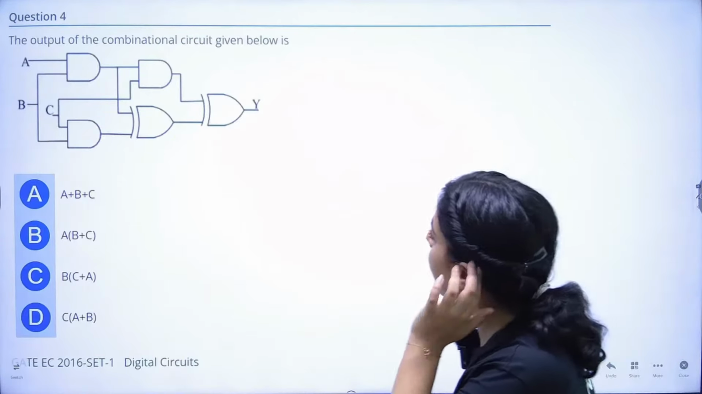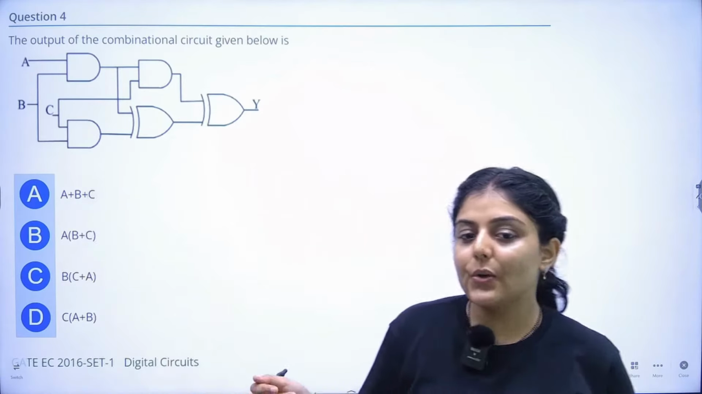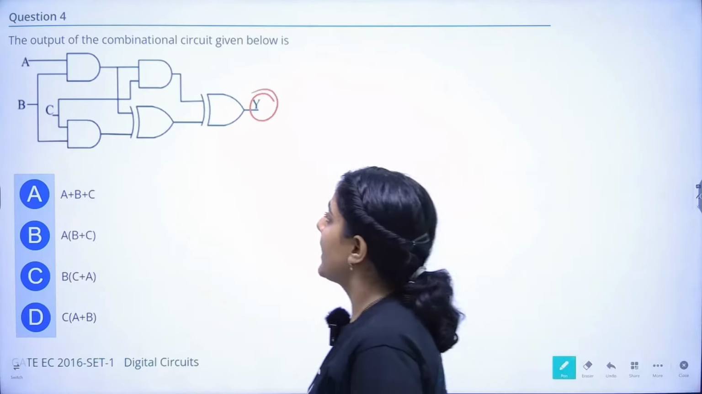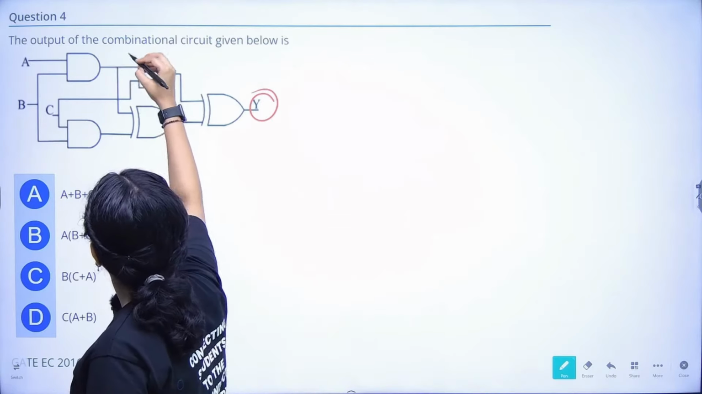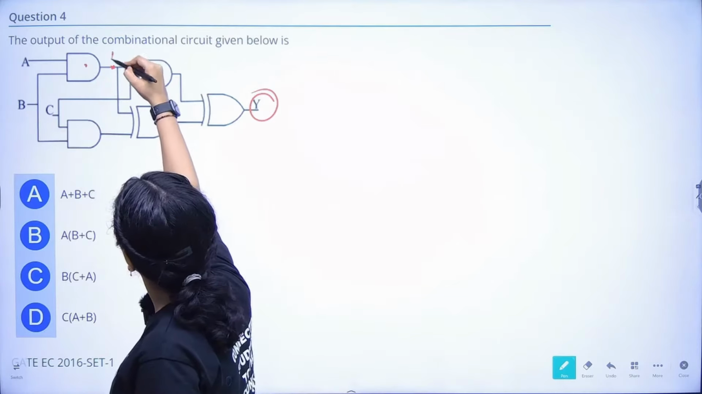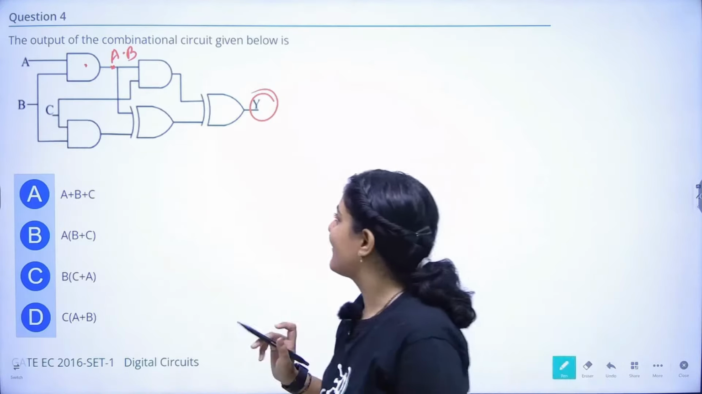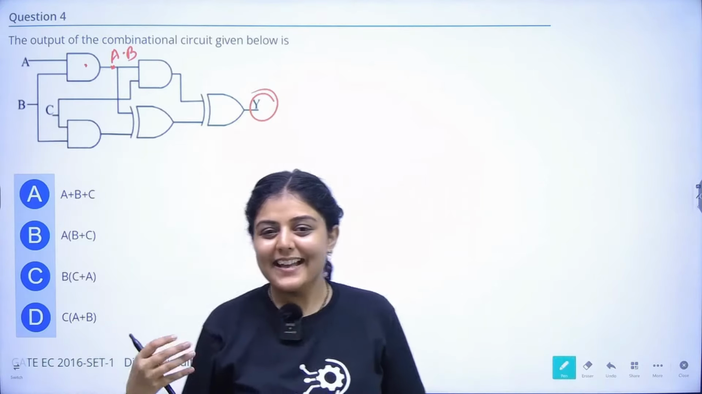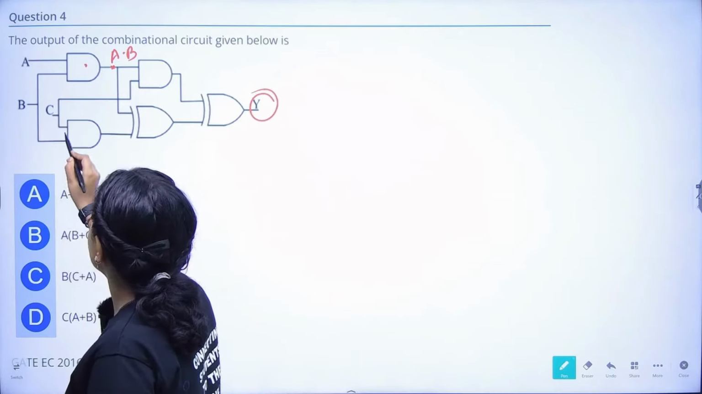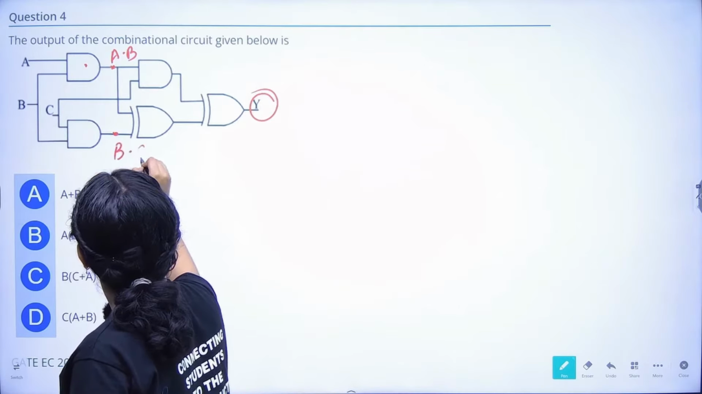Okay, next question says you have to find out the total output. This is a somewhat lengthy question because multiple gates are given, and they are asking you to find the output Y. So let's just start solving it. I am writing some of the outputs here only. This is an AND gate. This will be doing A dot B. So this will be A dot B, and this is C and D. So this will be B dot C.